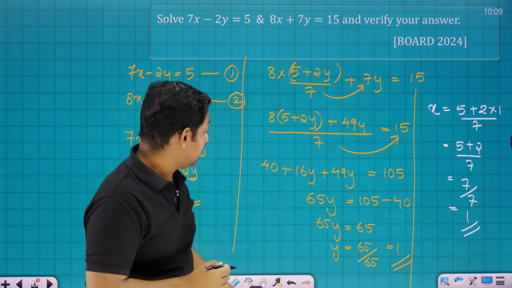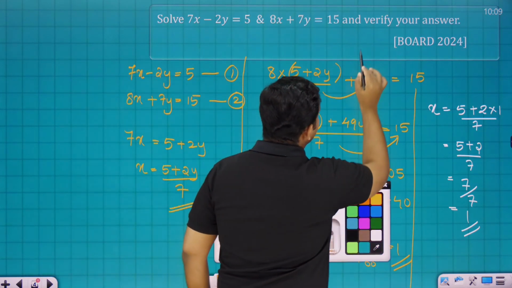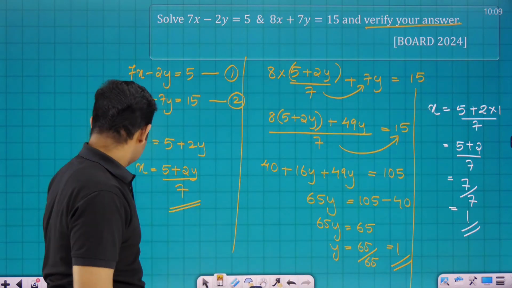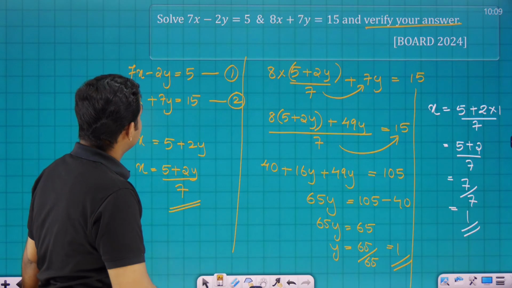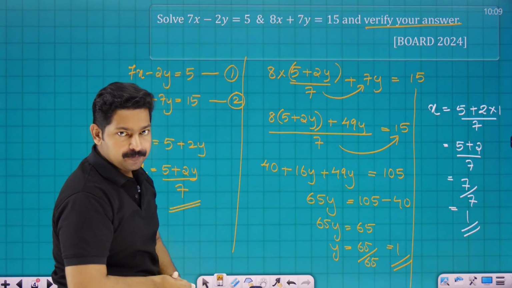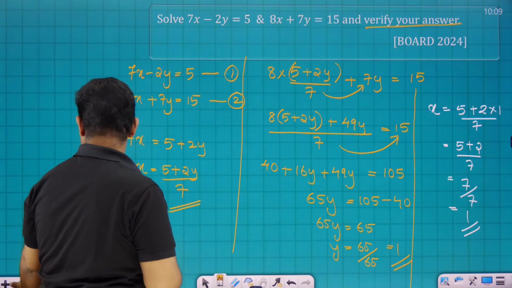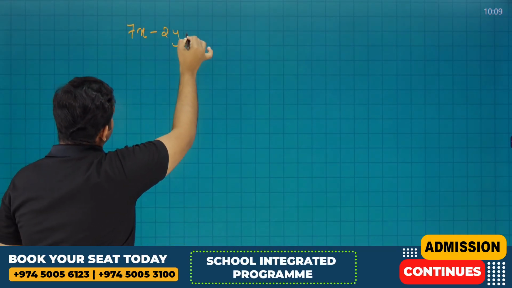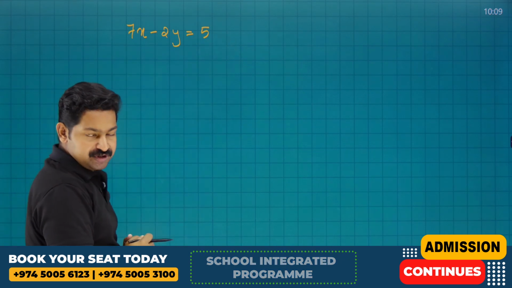Now, one more question is there. Here you can see we need to verify your answer. So for verifying, we can take the first equation, 7x minus 2y equal to 5. Okay, I am taking the first equation, 7x minus 2y equal to 5. I have taken the first equation.